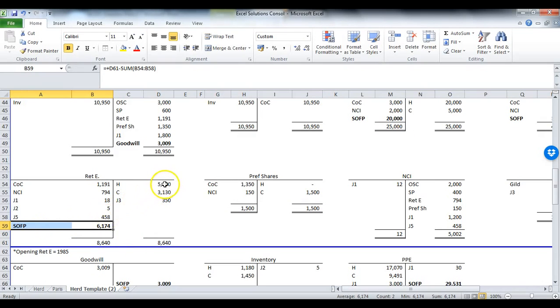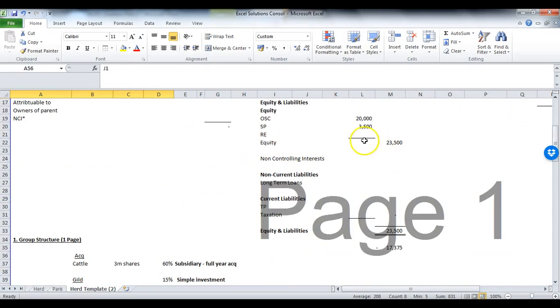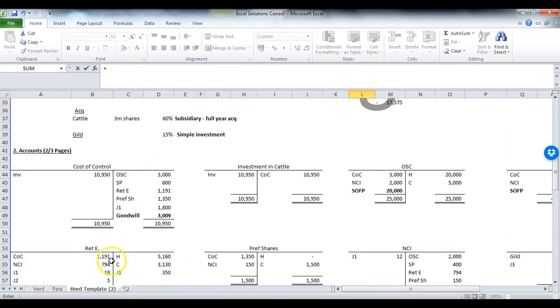So you might do plus all of these minus all of these in terms of a column adjustment, but you'll come to the same conclusion if you had all your initial journal entries correct. So that is 6174.